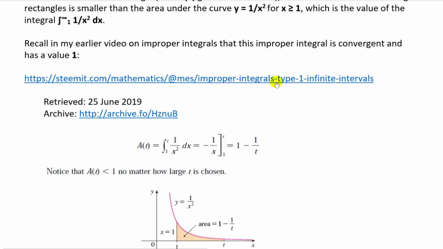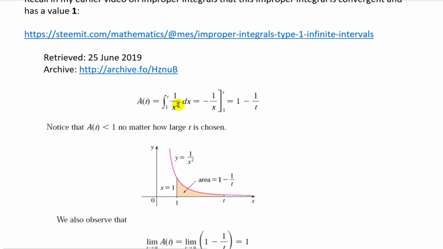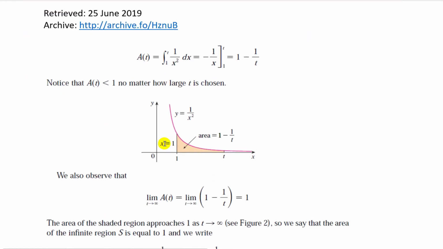This is improper integrals, type 1, infinite intervals. So yes, when we have an infinity sign, it's going to be an improper one. What I showed in that earlier video here, I just took a screenshot of the calculus notes, because they're a bit neater than mine, and more compact. So here's the function y equals 1 over x squared.